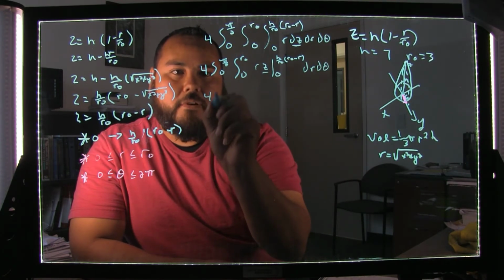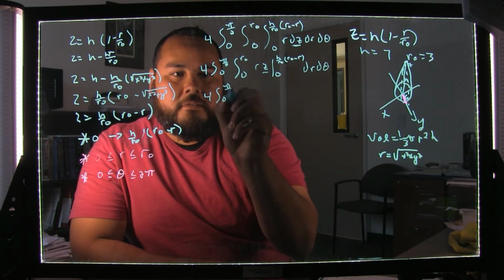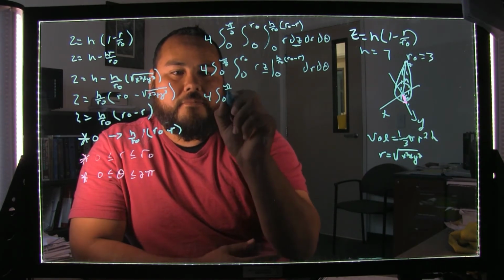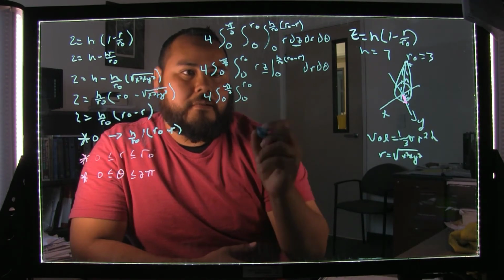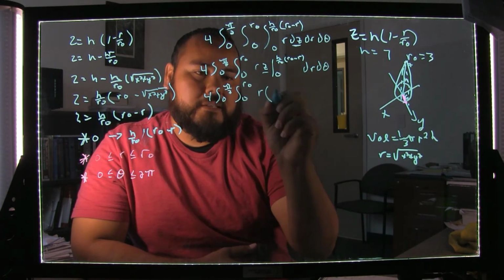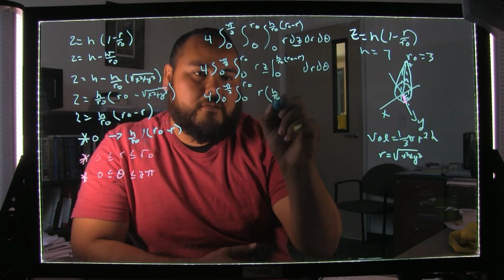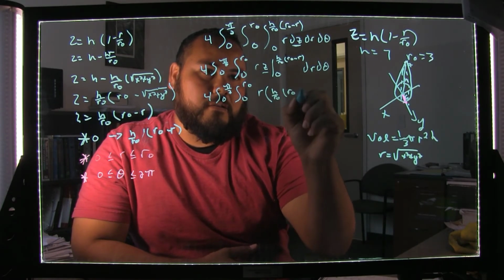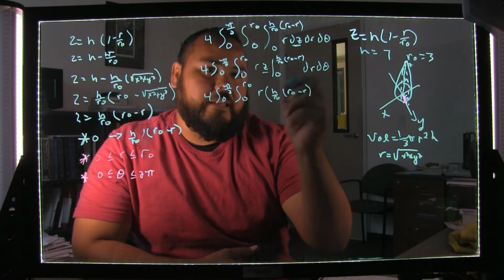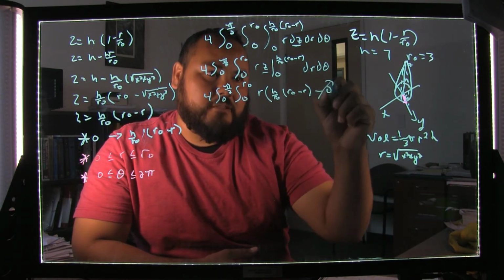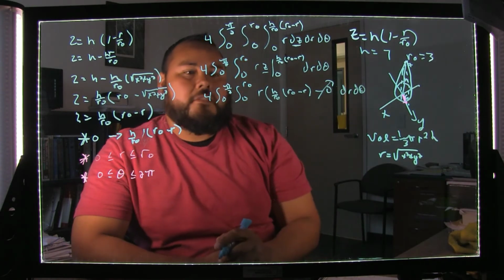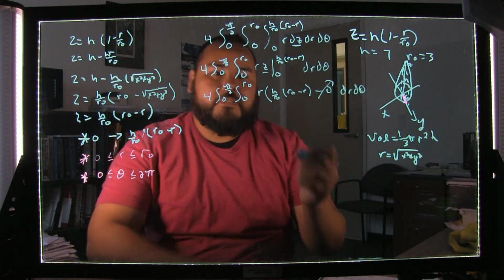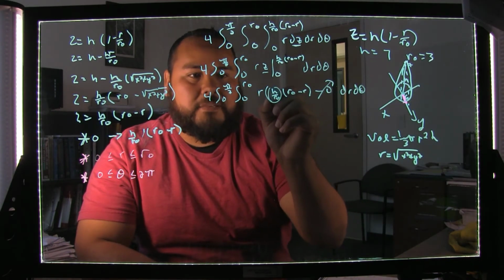So we have 4 integral from 0 to 2 pi, 0 to ro, and we have r times h over ro minus r, and then the 0, even though that just goes away, keep in mind we still have to carry our dr, d theta. So once we reduce this a little bit, this is really a constant, so we can go ahead and pull it out.